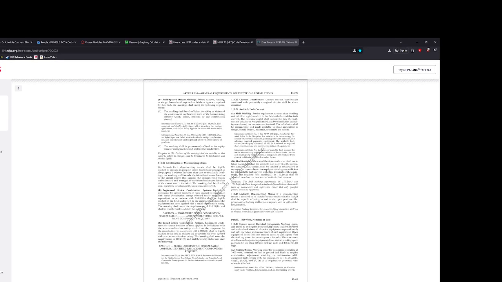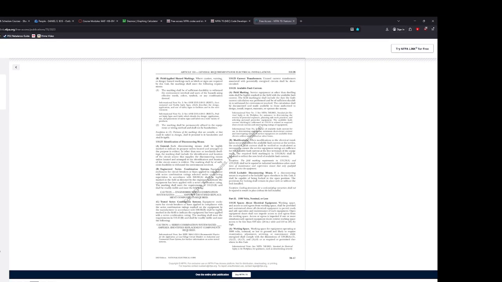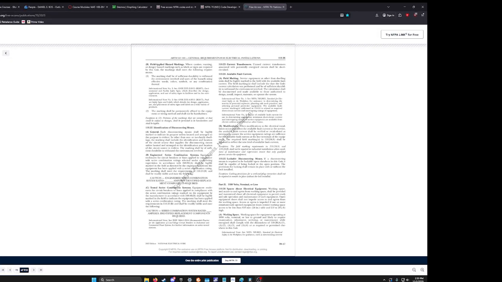Available fault current. Service equipment other than that of a dwelling unit shall be legibly marked in the field with available fault current. The field mark. So essentially, you have to state, if a fault were to occur, how much voltage would be available, is my understanding. Not certain about that.